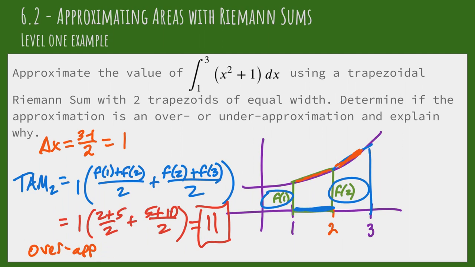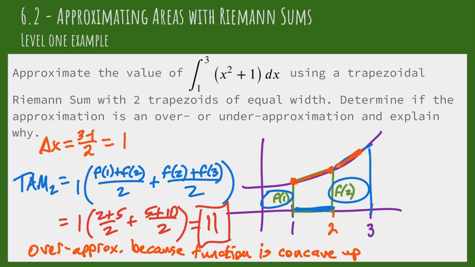But when we are using trapezoids, we're not looking at increasing and decreasing, but we're looking at concave up or concave down. So because the function is concave up, the straight lines that we're using to get the tops of the trapezoids are above the function, and that means that our areas are a little bit too big and we get an over approximation.